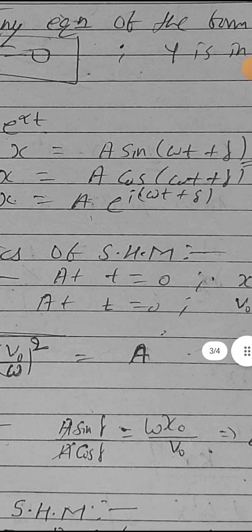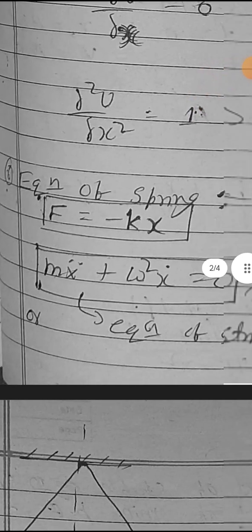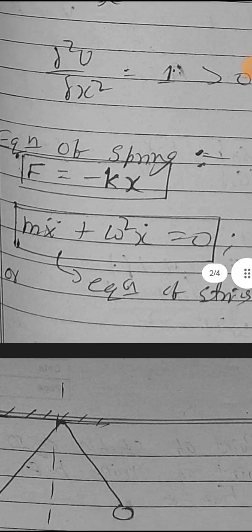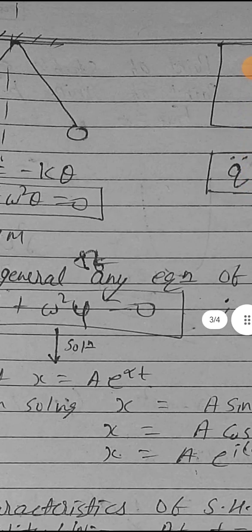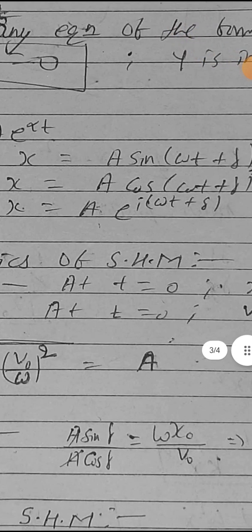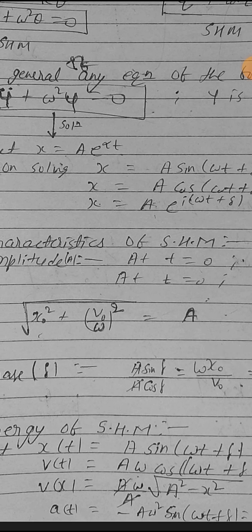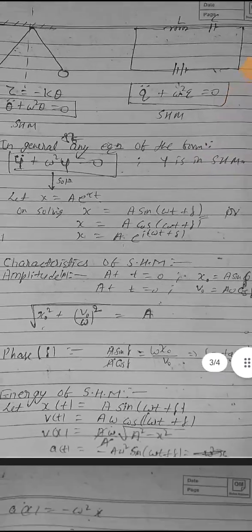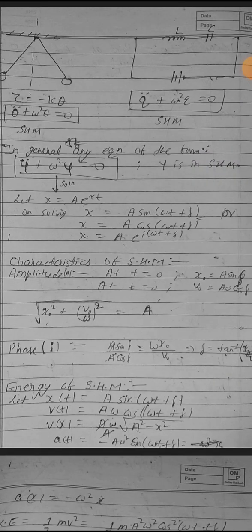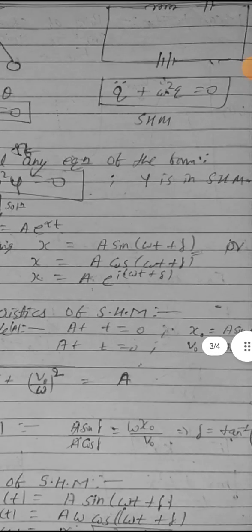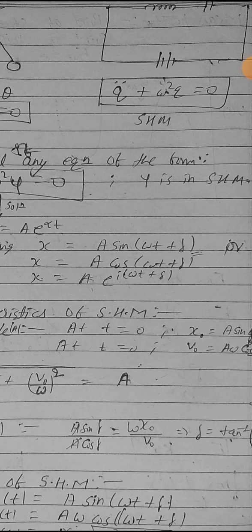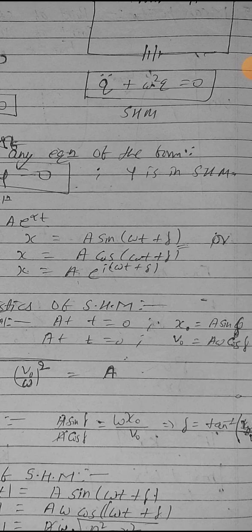And as I have mentioned, that was a second order differential equation, so it must have two constants. We have considered the trial solution to be A e to the power alpha t, and we get the final value of x equal to A sine of omega t plus delta. So here the constants are A and delta, right? A is the amplitude of the SHM and delta is the phase.